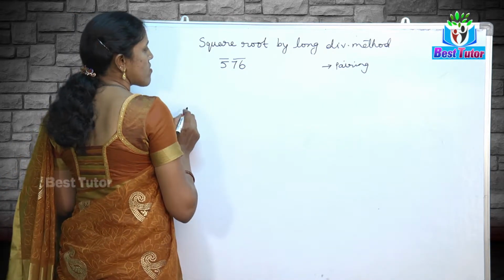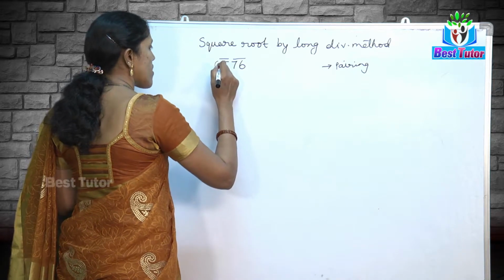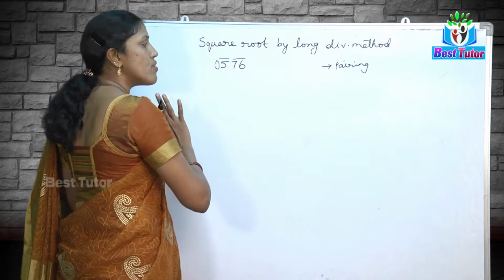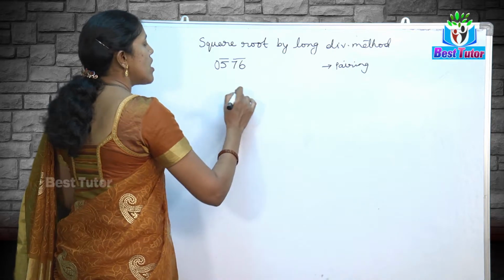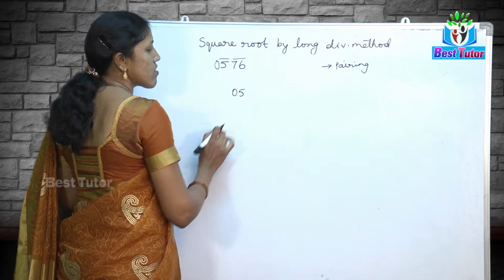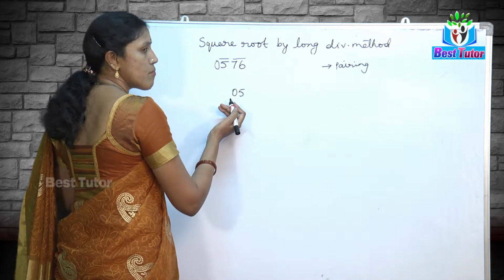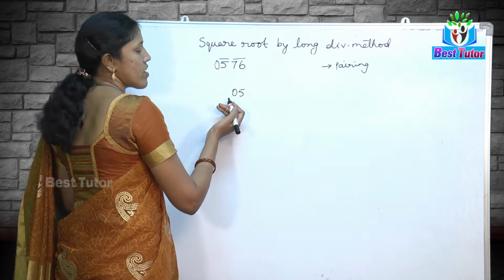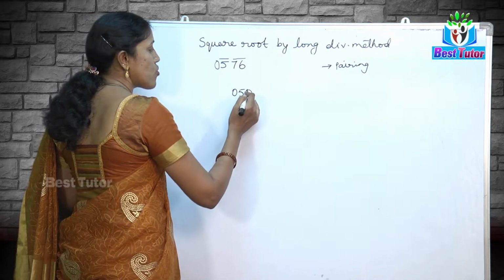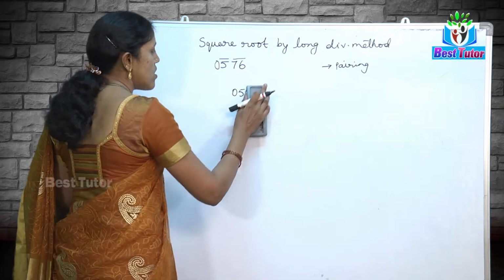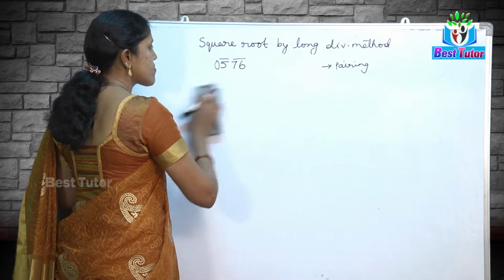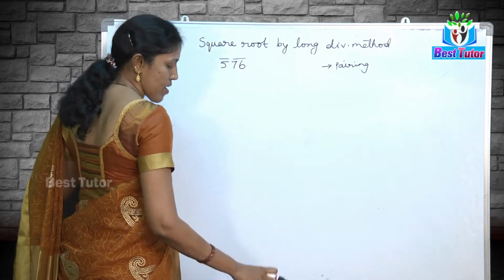Here 5 is left without a pair, so I will write it as 05 76, which does not change the value of the number. If at all I have 5, writing 05 doesn't change the value of the number. That means putting a 0 towards the left of it doesn't change the value, whereas if I put it on the right, its value has changed. So that is not applicable. So we have paired it up in this way.